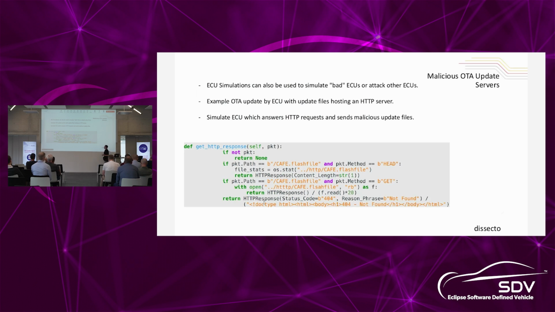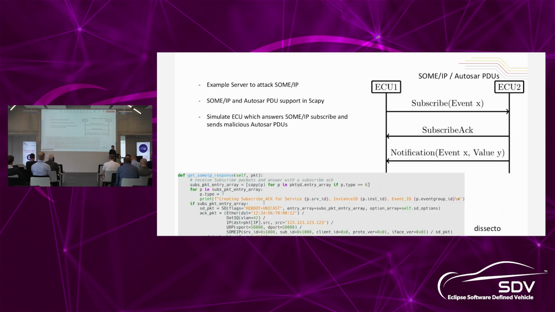We can make a very quick HTTP server which will answer if the ECU tries to head or get a file. So some OEMs use HTTP servers for their OTAs. In that case, we can just emulate such a server and test if the ECU fetches our wrong over-the-air update flash file.